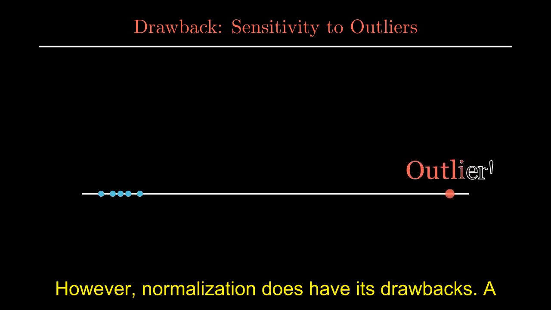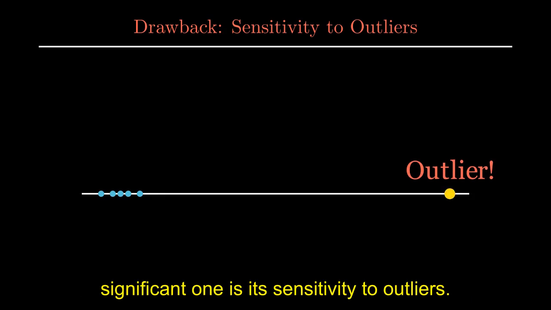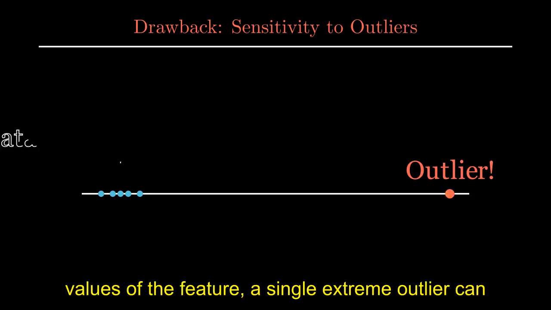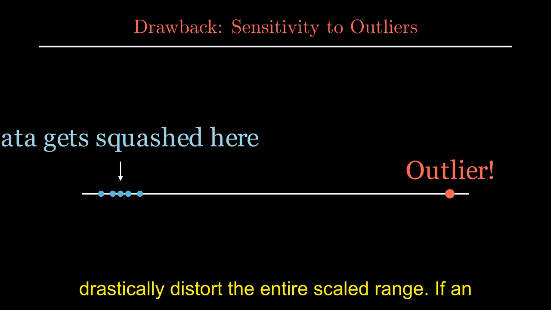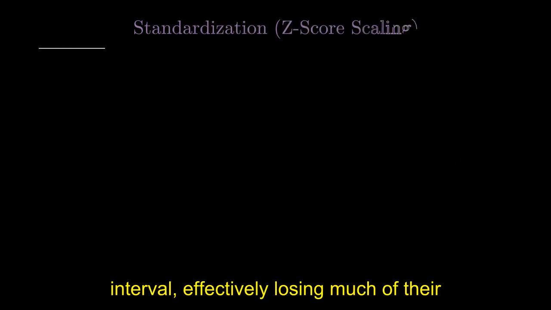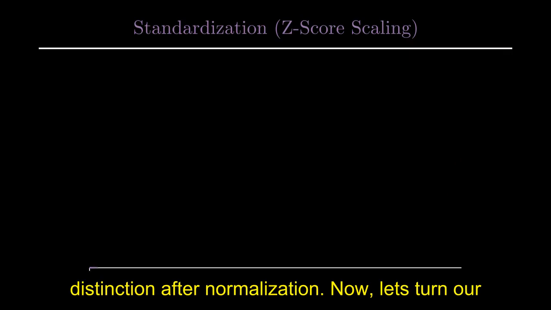However, normalization does have its drawbacks. A significant one is its sensitivity to outliers. Since min-max scaling uses the minimum and maximum values of the feature, a single extreme outlier can drastically distort the entire scaled range. If an outlier is present, the majority of your normal data points might get squished into a very narrow interval, effectively losing much of their distinction after normalization.